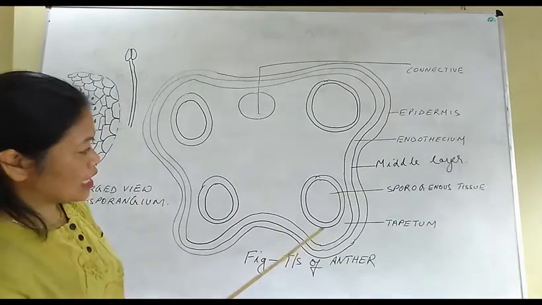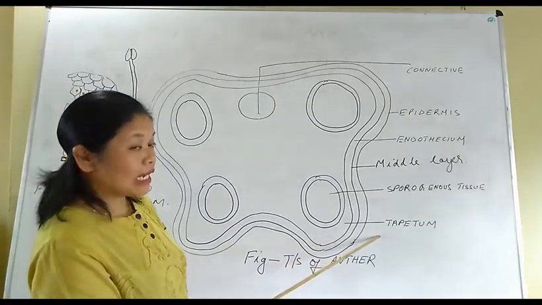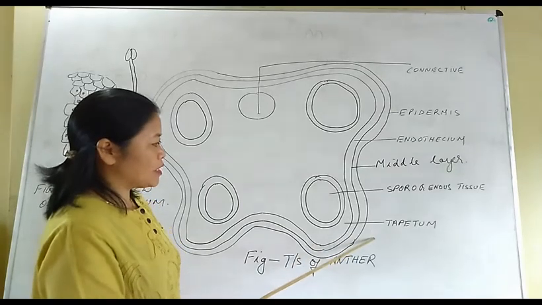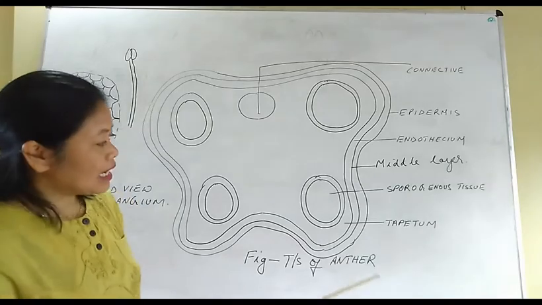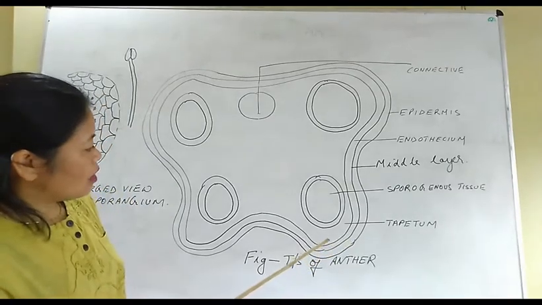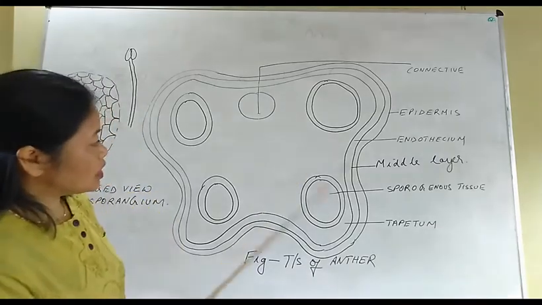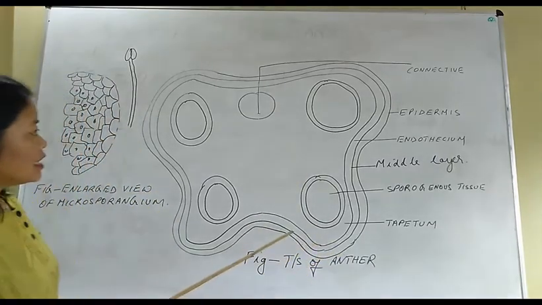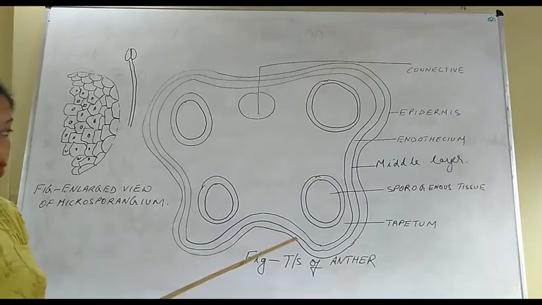And when you see the cell of tapetum, which is the innermost wall layer, the cell of tapetum has dense cytoplasm and it has more than one nucleus. So these are the different layers that surround the microsporangium.